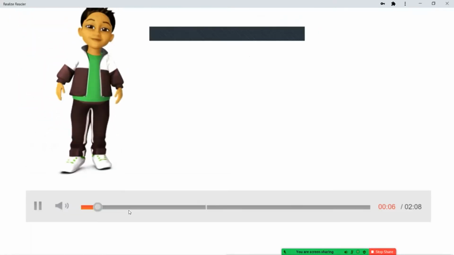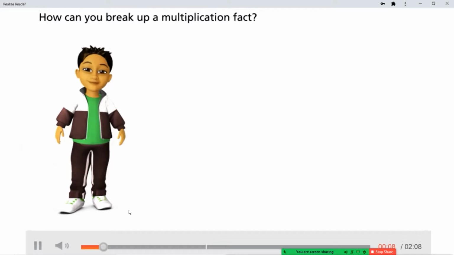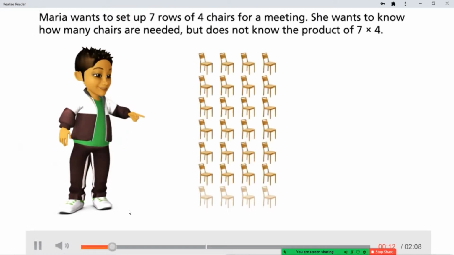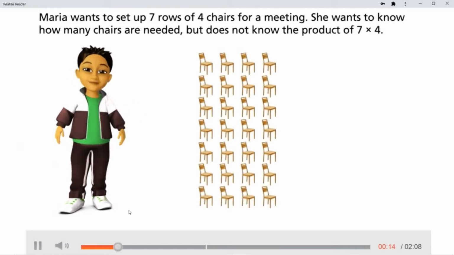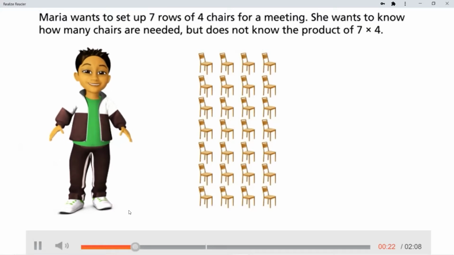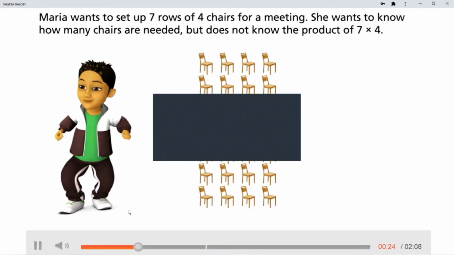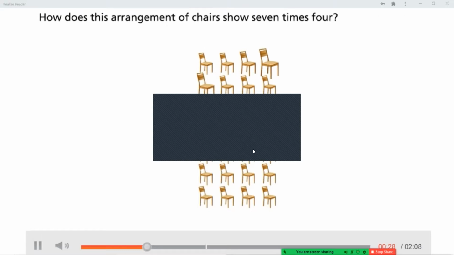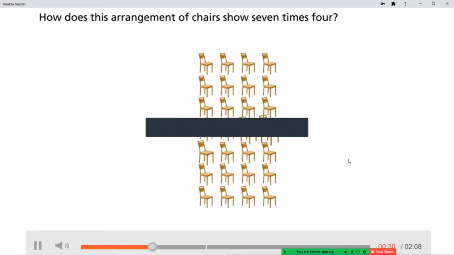How can you break up a multiplication fact? Maria wants to set up 7 rows of 4 chairs for a meeting. She wants to know how many chairs are needed, but does not know the product of 7 times 4. You can use known facts to help find the product of unknown facts. How does this arrangement of chairs show 7 times 4?